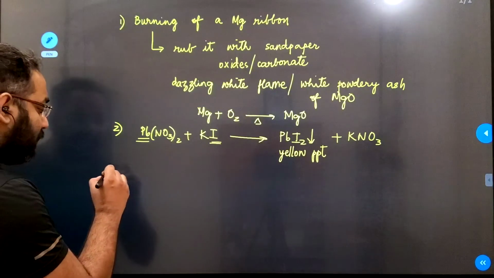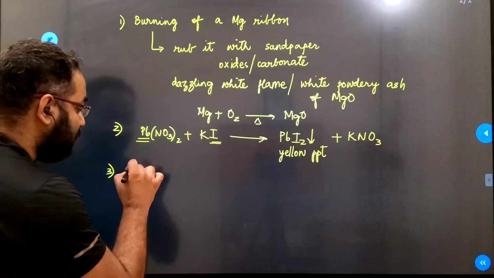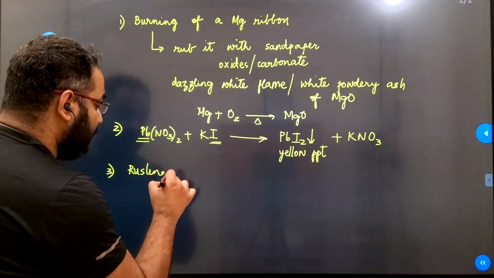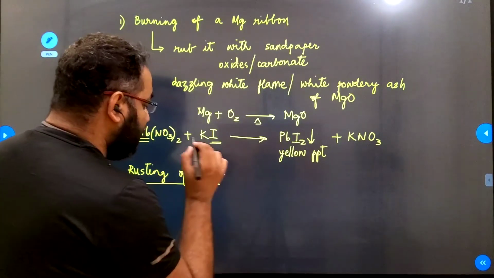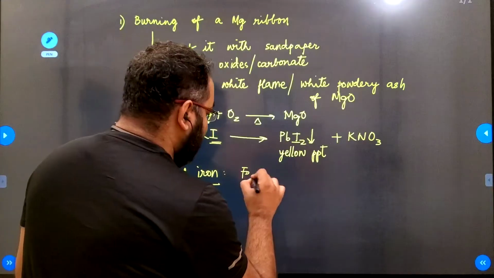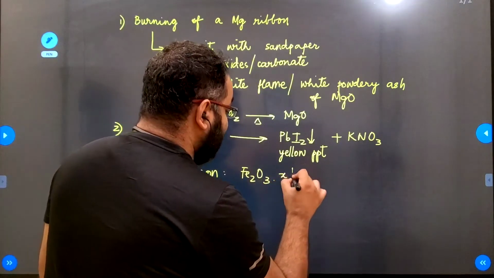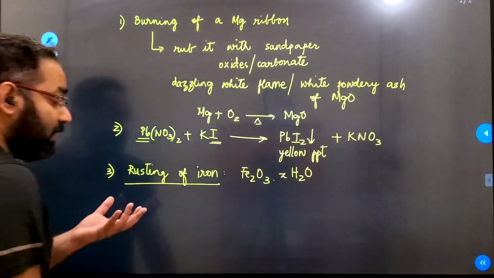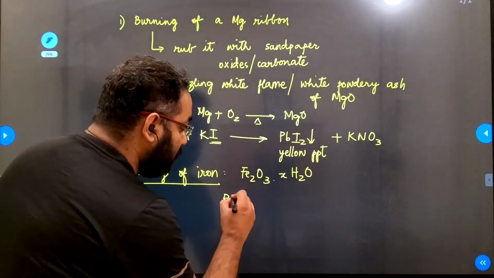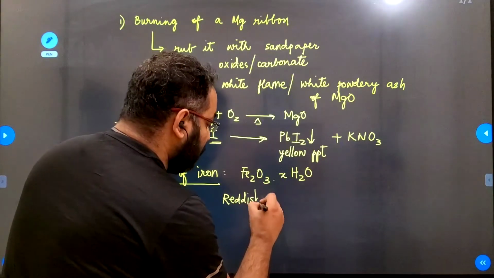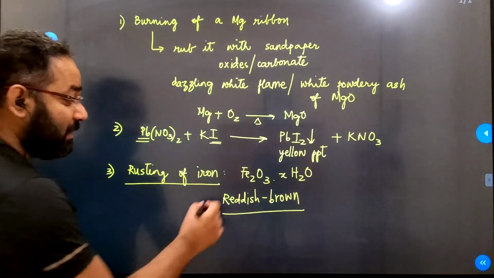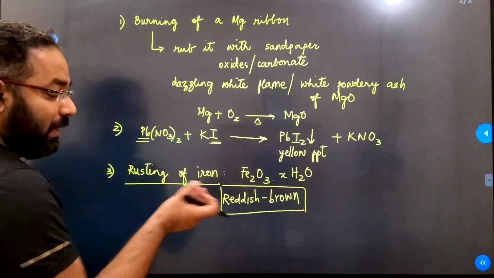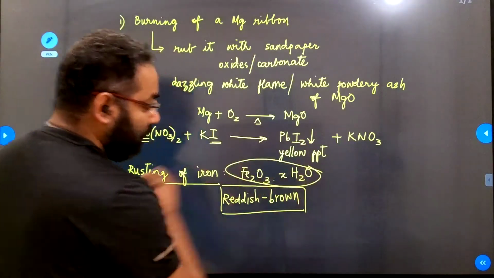Alright, the third example we are going to look at is rusting of iron. And when you look at rusting of iron, please remember the formula for rust is Fe2O3.xH2O. Whenever iron gets rusted, a reddish brown coating is seen on top of it. Rusting of iron is also called corrosion of iron. Please remember the color of the chemical that is obtained and the formula of the chemical as well.